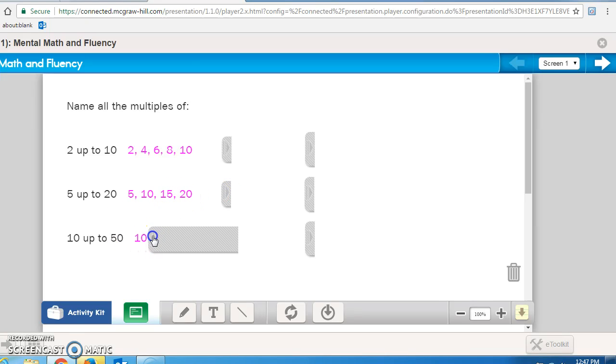And finally, start with 10. 10 is my first one. Then we go up by tens. 20, which is 2 times 10. 30, which is 3 times 10. 40, which is 4 times 10. And 50, which is 5 times 10.